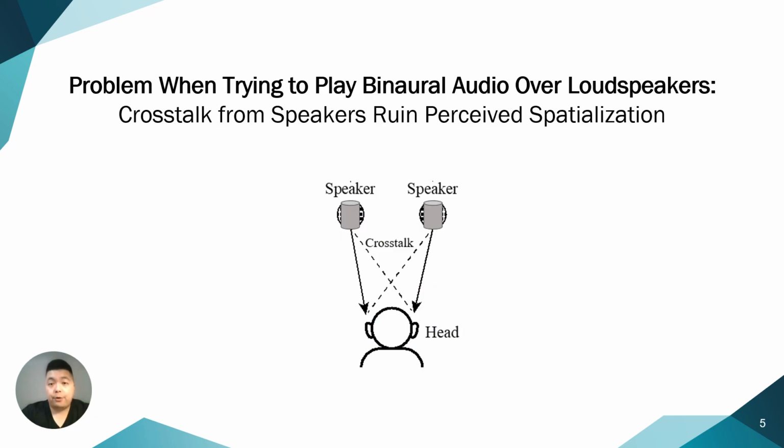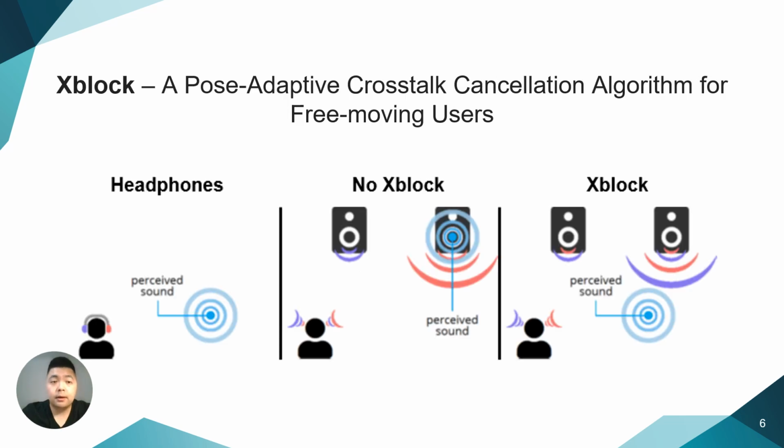Playing binaural audio over a pair of loudspeakers, however, is challenged by crosstalk, where audio from the left speaker reaches the right ear and the audio from the right speaker reaches the left ear. Due to the intermixing of audio channels and ears, crosstalk reduces the presence of the ITD and ILD cues, thus destroying the user's perception of audio spatialization. Crosstalk must be cancelled to enable spatial audio over loudspeakers, resulting in audio channels that are properly delivered to the user's ears. We describe our novel algorithm called Xblock.